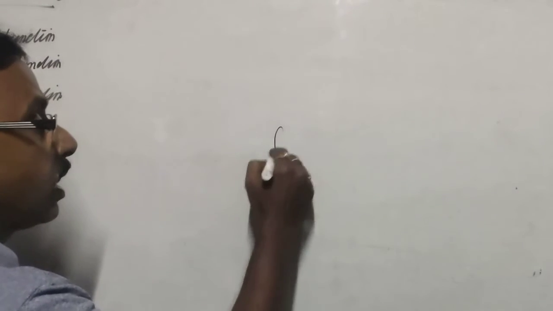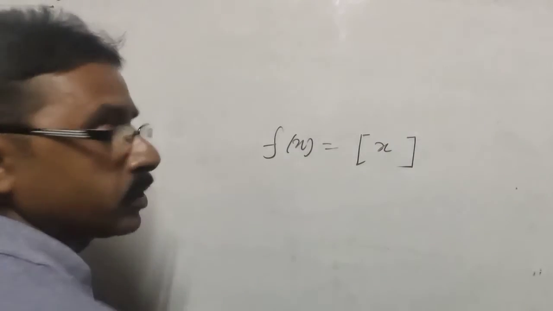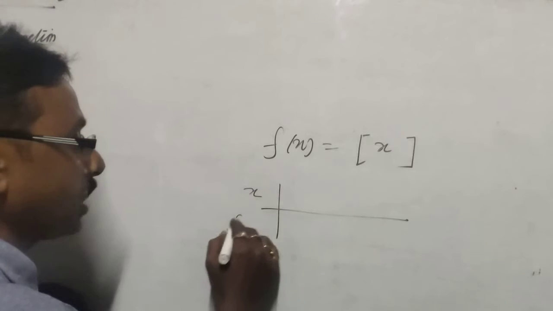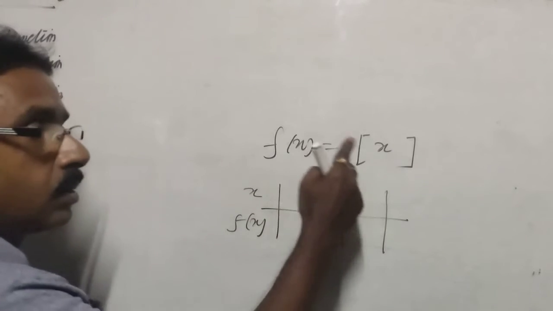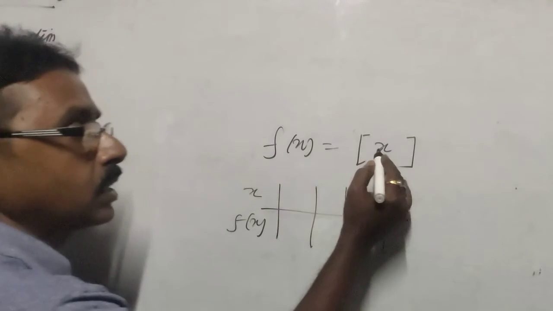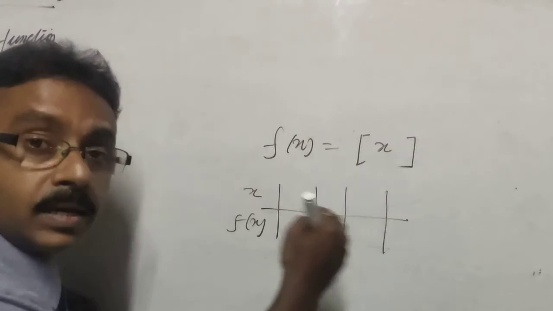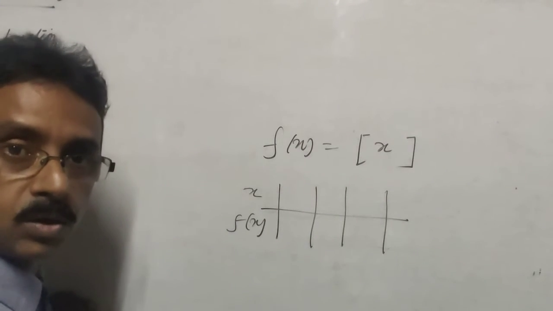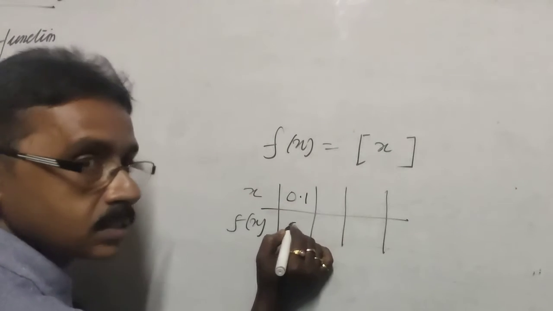Now the greatest integer function, f(x) equals the greatest integer function. Suppose I am taking x, and this is f(x). The greatest integer less than this x, suppose x is 0.1. Now what is the greatest integer which is less than this 0.1? It is 0. So for x is 0.1, f(x) is 0.